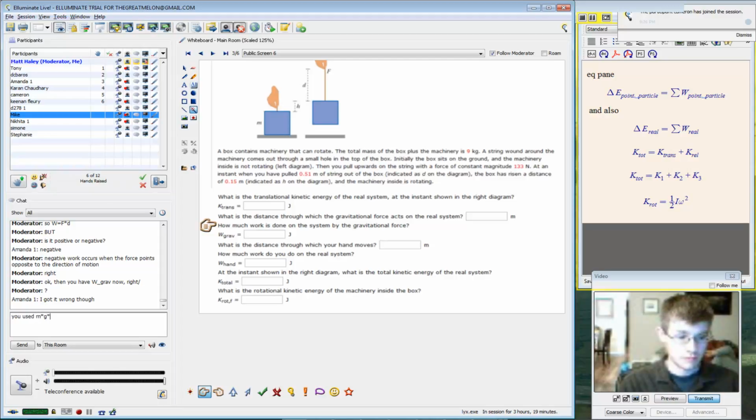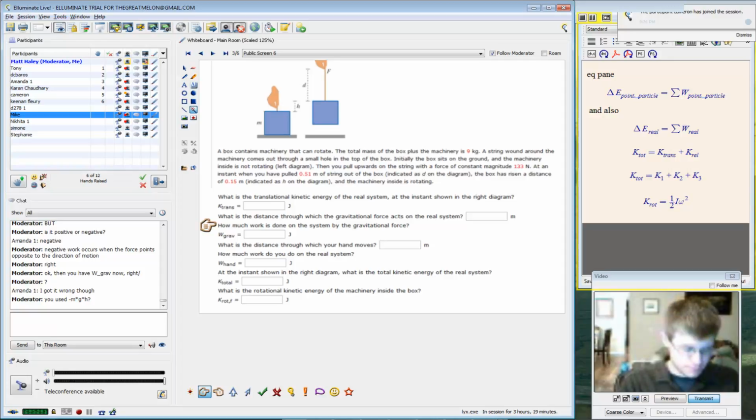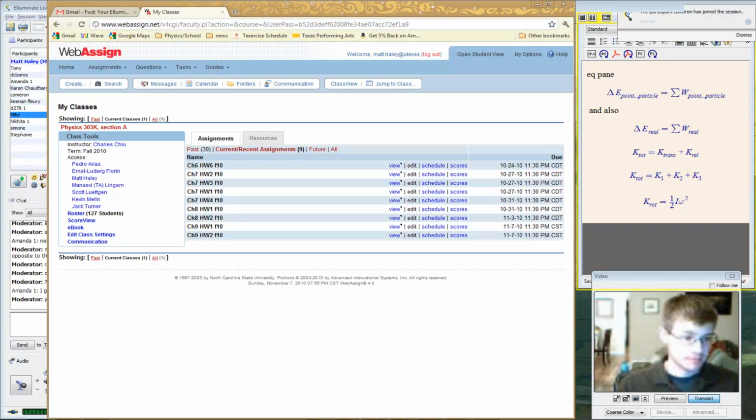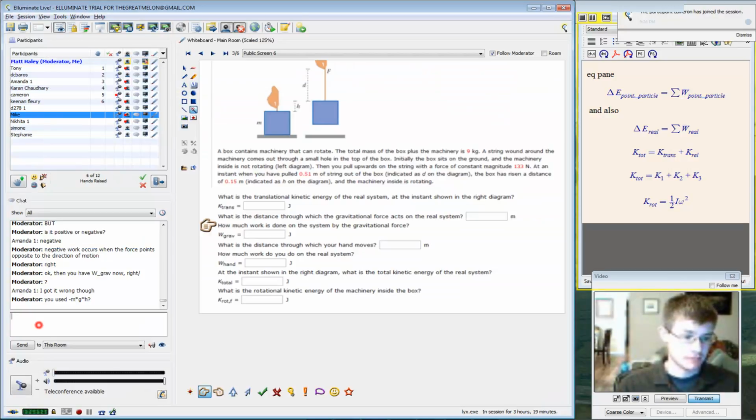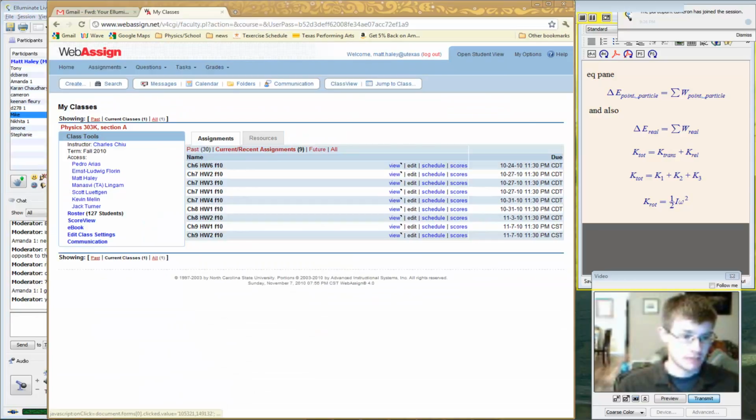Now, sometimes when they get it wrong, it's just a silly calculational error. So it's a good idea to pull up their answer key, which you can do on WebAssign. And a lot of the questions students have will be of that nature. I don't know what I did wrong. I calculated it. I think it should be right.